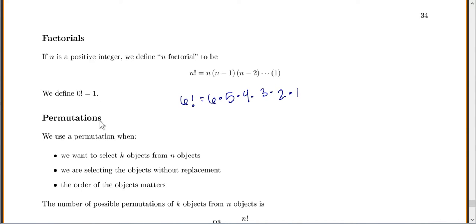So we have what's called a permutation. So we use a permutation when we want to select k objects from n objects, and we're selecting the objects without replacement, and the order matters. Okay, so the key thing here is order matters.